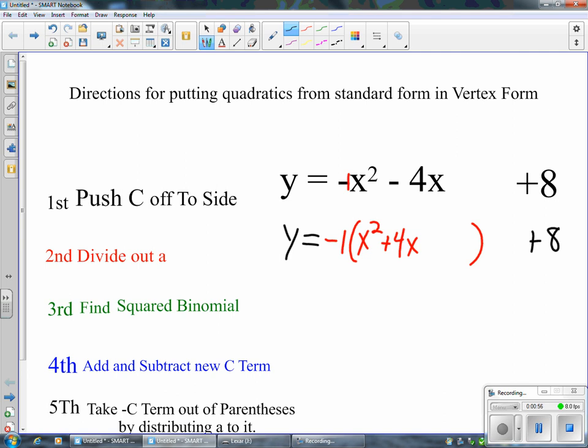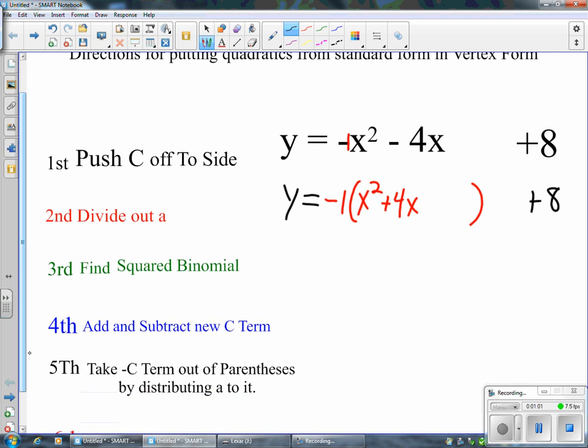Third thing you're going to want to do after you've divided out the A is we're going to jump a couple steps down, but we're going to find the squared binomial. We want to take this red parentheses into a squared. So what's that going to look like? That's going to look like something squared. So it's going to be an x, and it's half of the b term, so that's going to be a +2. So x plus 2 is where we're going. And yes, the -1 is still out there. The y is still there. The +8 is still there.